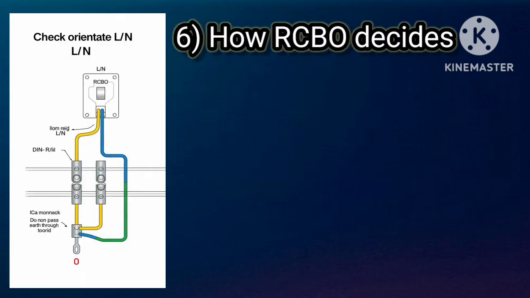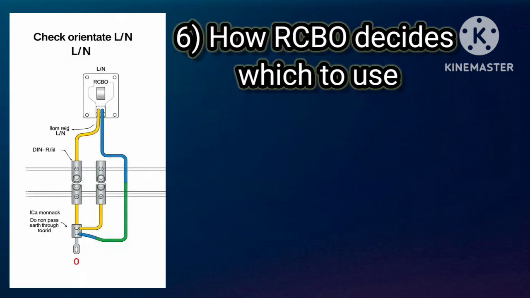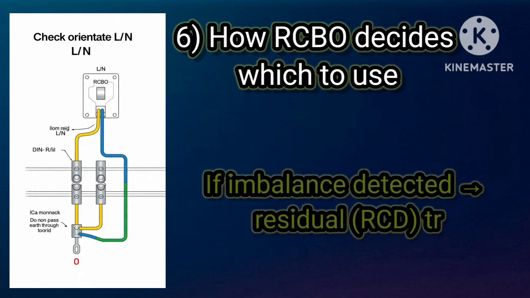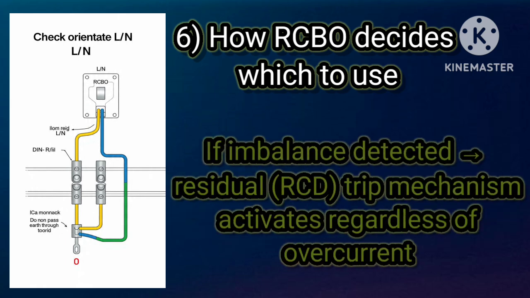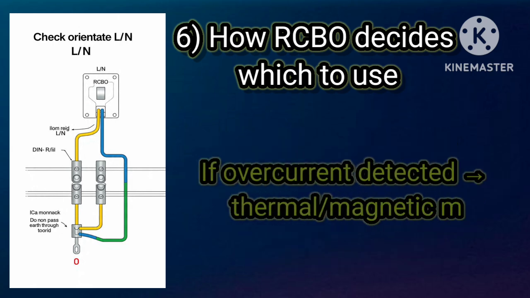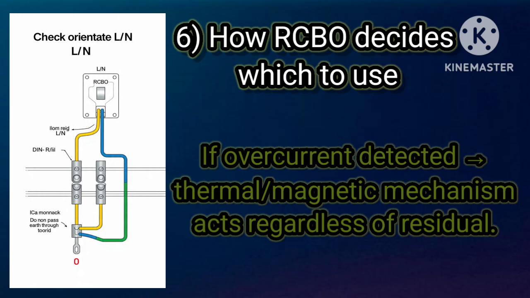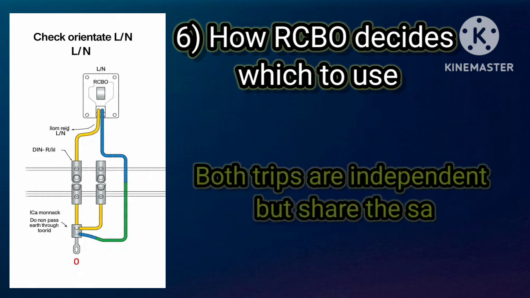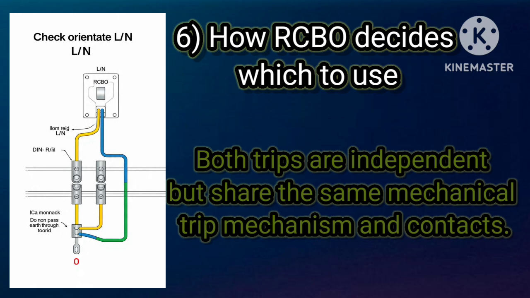6. How the RCBO decides which to use. If an imbalance is detected, the residual RCD trip mechanism activates regardless of overcurrent state. If overcurrent is detected, the thermal-magnetic mechanism acts regardless of residual. Both trips are independent but share the same mechanical trip mechanism and contacts.